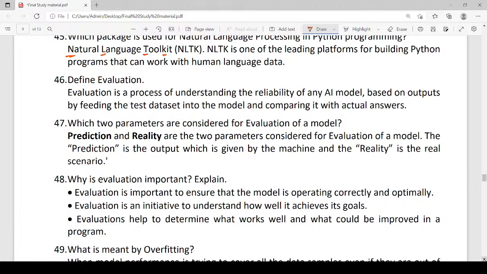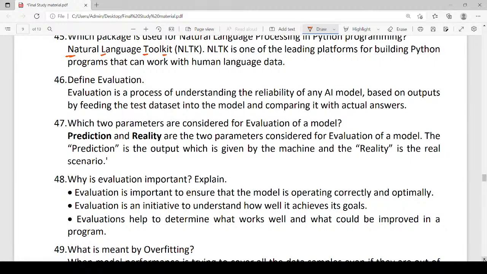Now tell me, what is overfitting? I told you about training data, testing data. Now tell me, what is overfitting? What is overfitting? Yes. Looking out for answers on overfitting. What is overfitting?